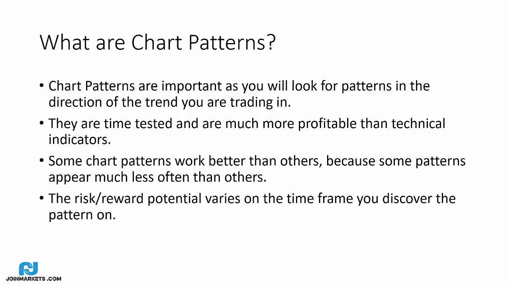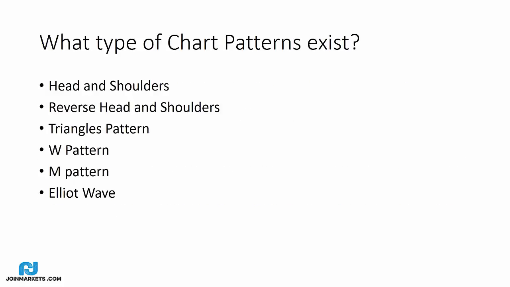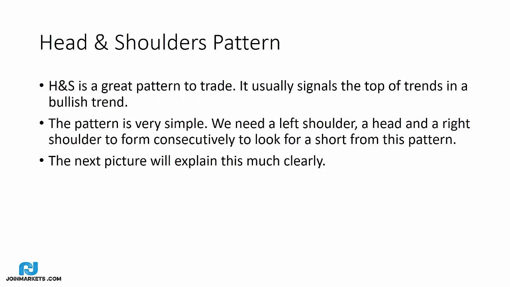Okay. So what type of patterns exist? There's many patterns, but in this video we're going to cover head and shoulders, reverse head and shoulders, triangle pattern, W pattern, and the M pattern. Okay. The head and shoulders is a great pattern to trade. It usually signals the top of trends in a bullish trend. The pattern is very simple. We need a left shoulder, a head, and a right shoulder to form consecutively to look for a short from this pattern. The next picture will explain this much more clearly.